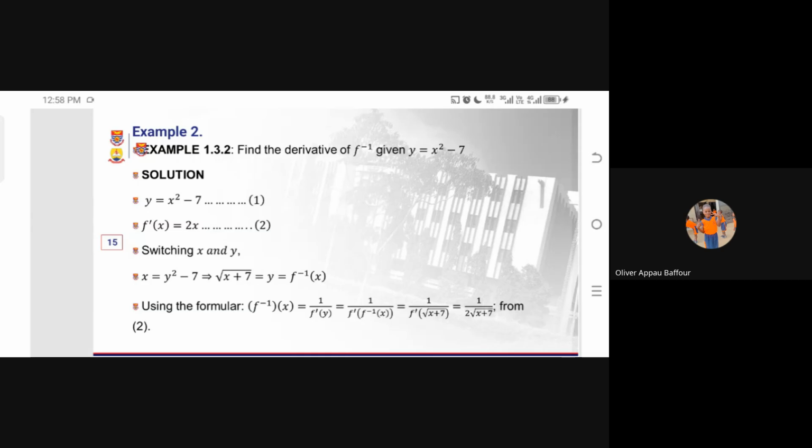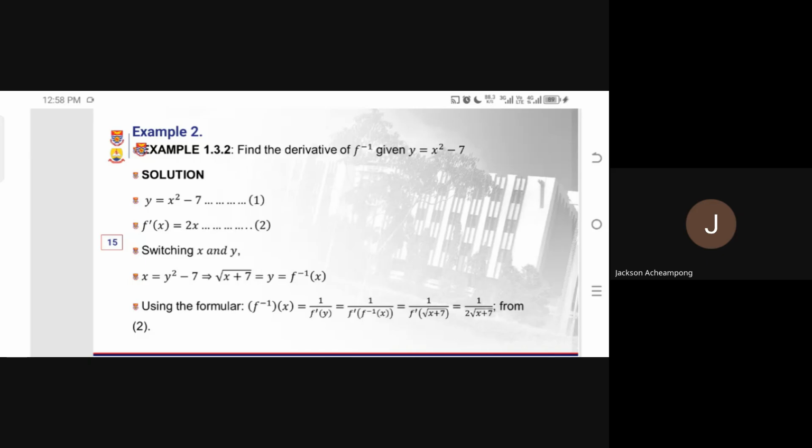It's easier to solve for the derivative of the inverse. We are using it to solve the derivative of the inverse.